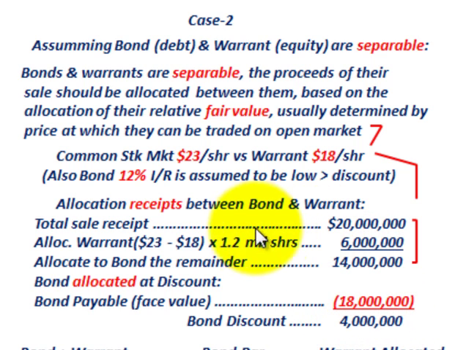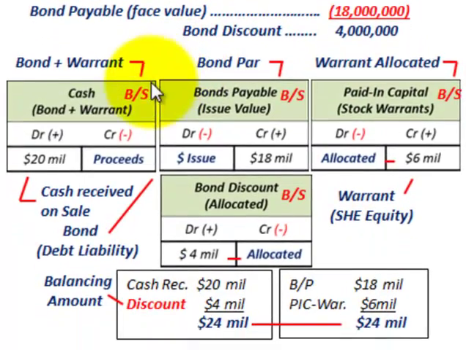So in our judgment, we would allocate based on the price of the common stock outstanding for the warrants, and the fact that we have a large discount on these bonds, it makes sense in our allocation. So how would we record this?